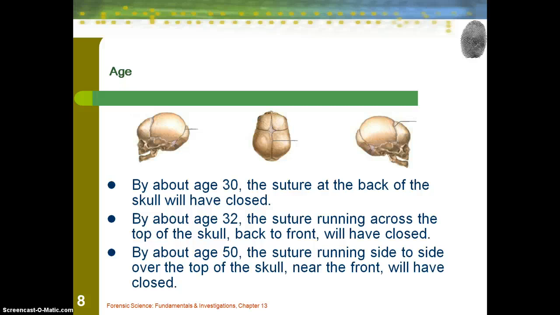But clearly, this first bullet goes with the first skull diagram. So this is the one referred to here. The second bullet goes with the middle. And the third bullet goes with this suture that's being referred to here.